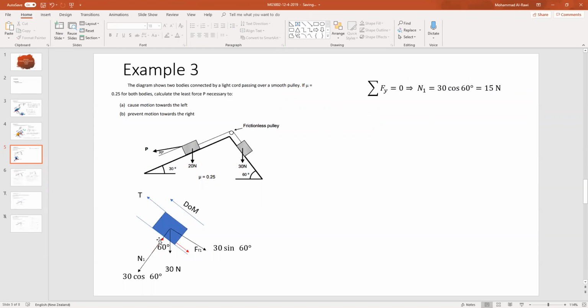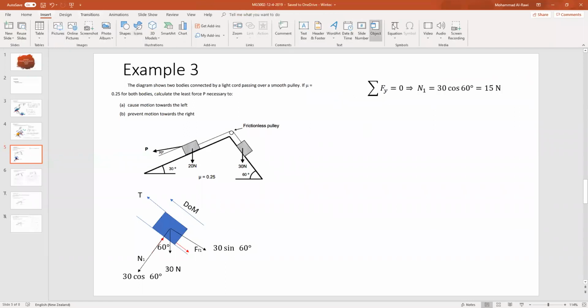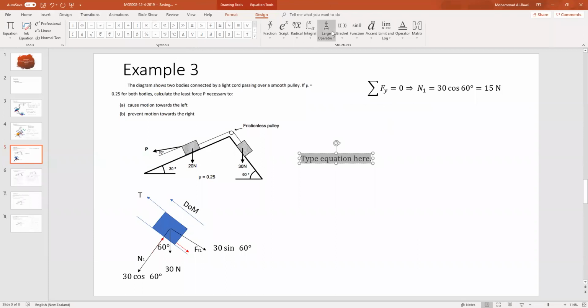So sometimes you really need to think which one is the best way to start with, which one we can get more information from, and how we can solve this with the shortest solution. Now, summation of forces in y direction. I'll repeat this again. Enter the equation, algebraic summation of equations.